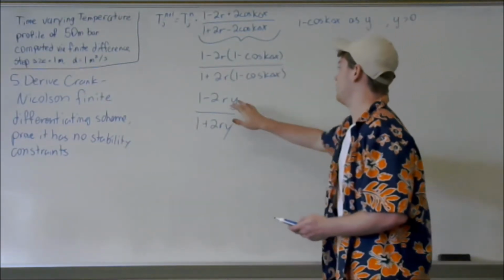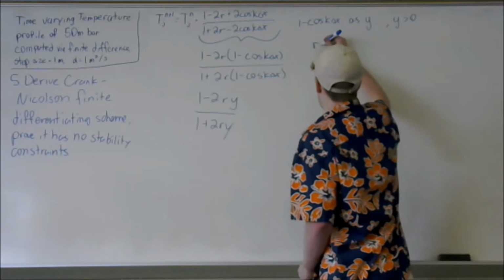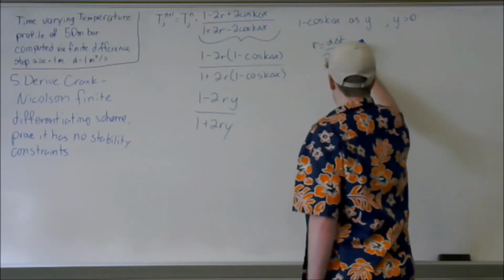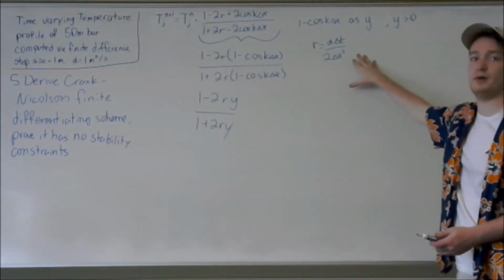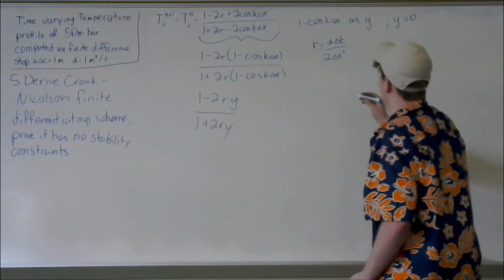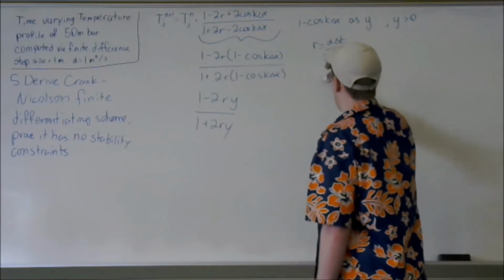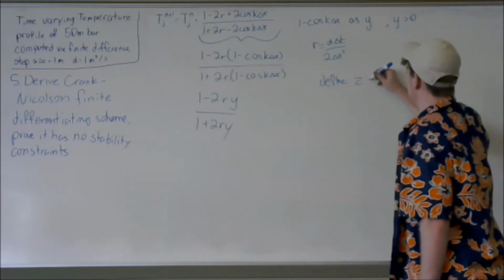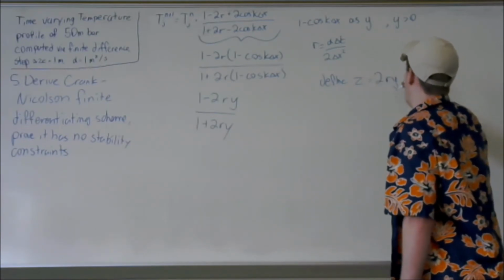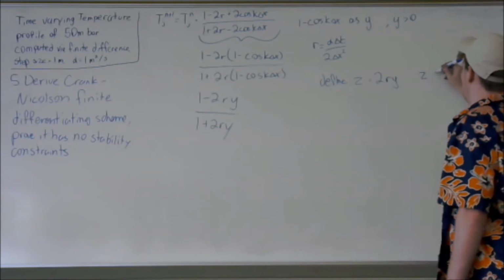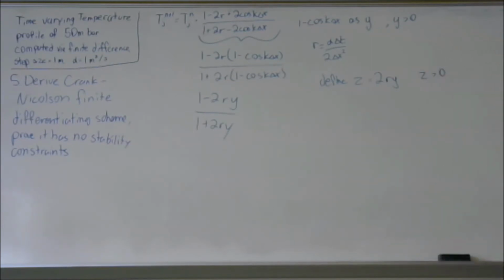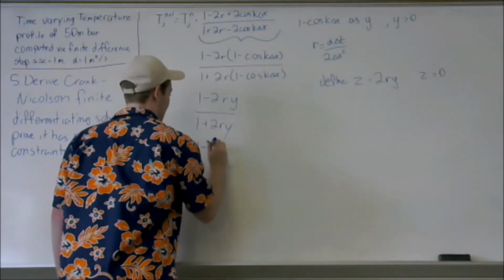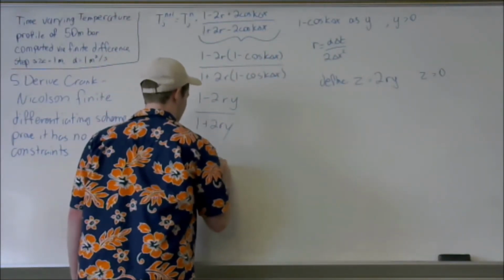And again, if we look at our r value, let's rewrite it: r equals alpha delta t over 2 delta x squared. r will also always be greater than 0. So we can define another dummy variable here. We'll call it z. z is going to equal 2ry, and z will also be greater than or equal to 0 at all times. So that leaves us with this fraction: 1 minus z over 1 plus z.